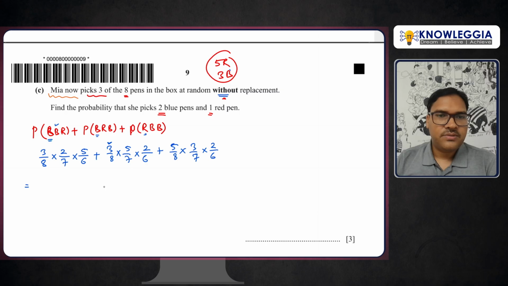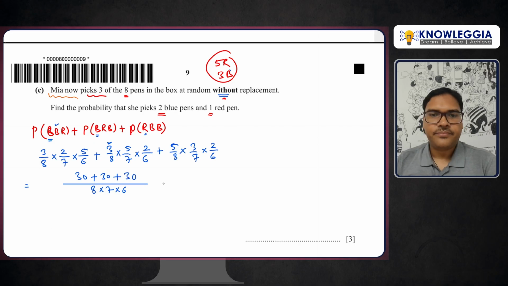So now you can just see this is 8 into 7 into 6. In the denominator, everything is same. We'll just add this. This is 6 into 5, 30 plus 30 plus 30. So this is 30, 30, 60, 90, divided by 8 into 7 into 6. So you can cancel the common factors also.